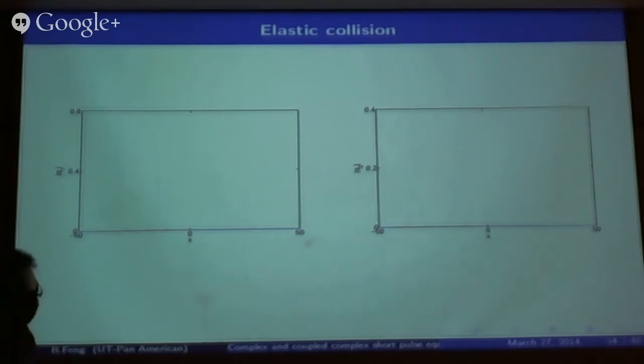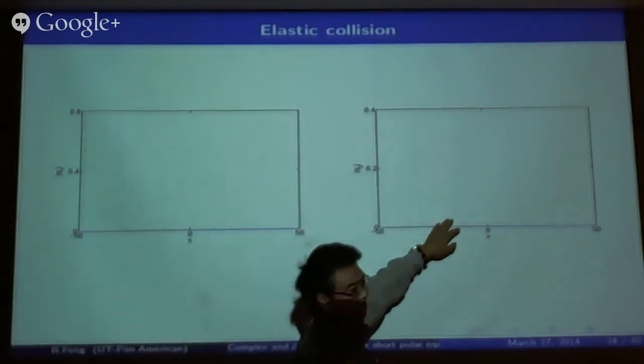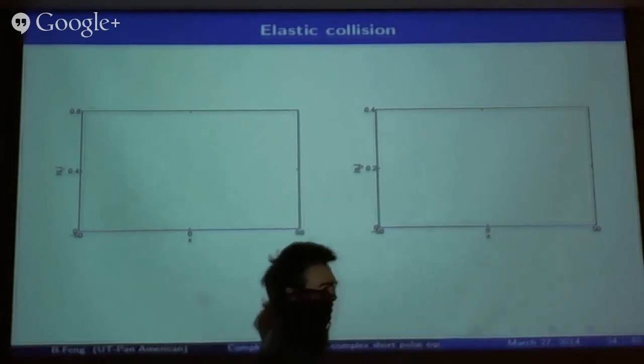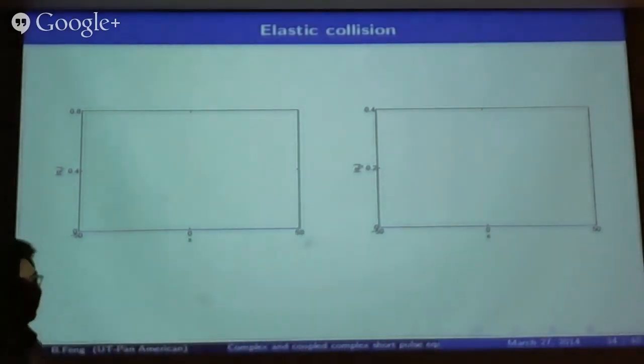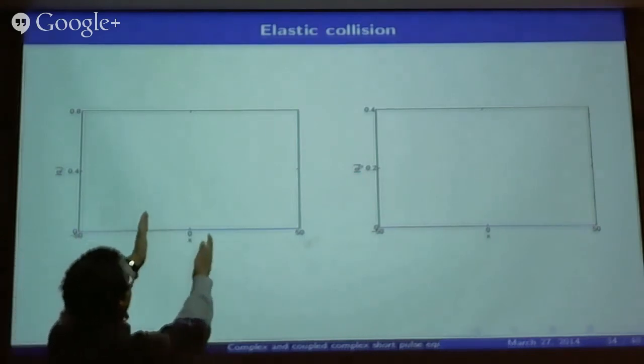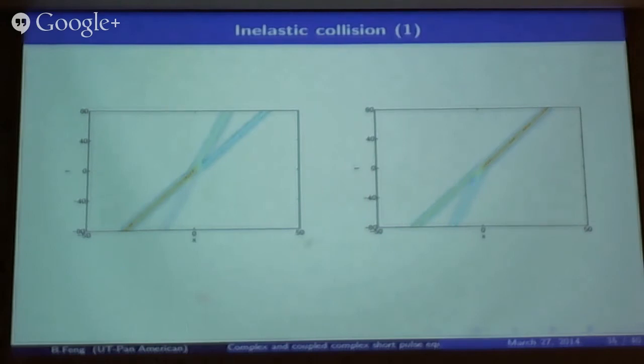On the graph on the left, those are two solitons. Probably you can see they have different amplitudes. And here are two solitons for Q2. There's another graph in red that shows the shape of the two solitons after the collision. You can see they just cross each other without changing the amplitude, and it's elastic. But we also have cases that are inelastic.